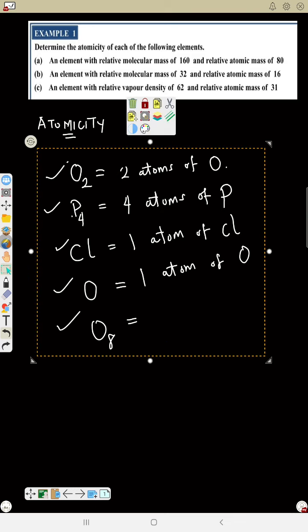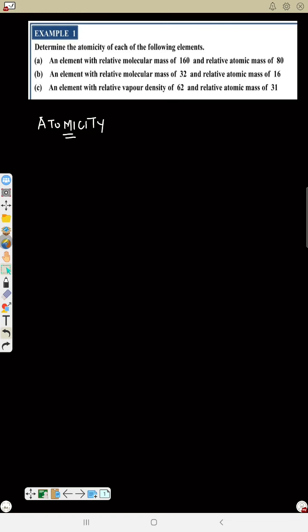So that is the definition. Now we can find a formula for atomicity. Note that atomicity is equal to relative molecular mass, that is RMM, divided by relative atomic mass. So this is the formula for atomicity. Please note it: relative molecular mass divided by relative atomic mass.